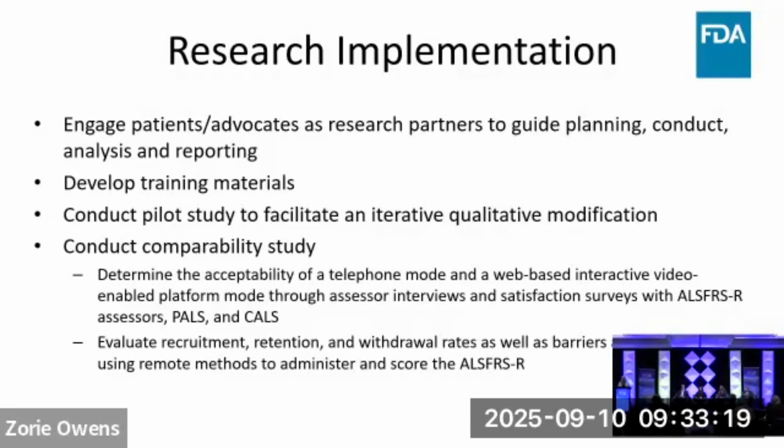First and foremost, incorporating the patient voice and the caregiver voice was critically important to this. So we made sure to engage with patients and advocates to help guide and plan this effort. Training materials were developed. We conducted a pilot study with iterative qualitative efforts, getting feedback from our patient committee, which we'll talk about in a second. And then we did the comparability study.